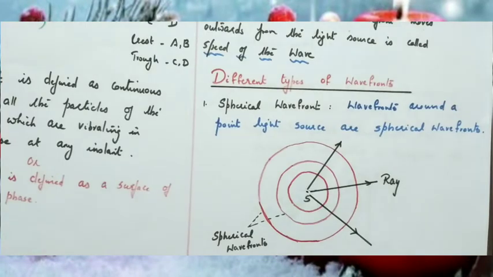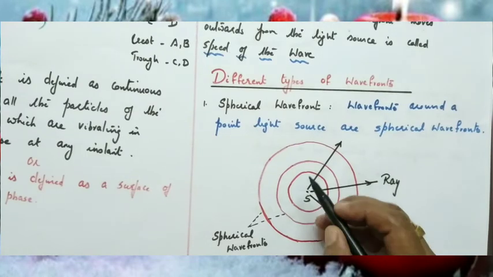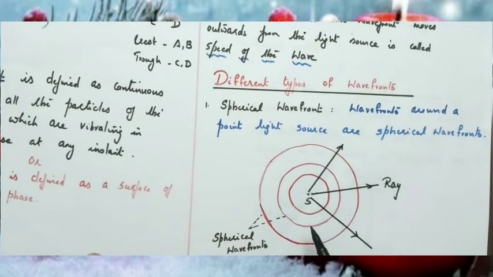Now, we can discuss different types of wavefronts. There are mainly three types of wavefronts: spherical wavefront, plane wavefront and cylindrical wavefront. First one, spherical wavefront. Wavefronts around a point light source are spherical wavefronts. For example, wavefronts around an incandescent bulb. Such wavefronts are spherical wavefronts. For example, this is the light source. These are all wavefronts which are spherical in shape.